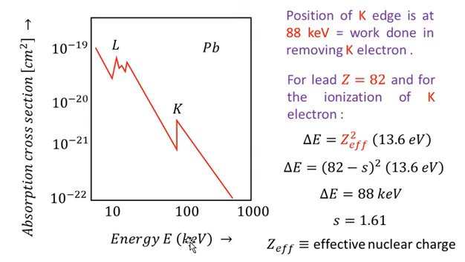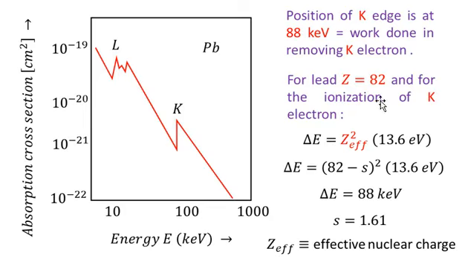But when the energy is increased beyond the K edge, no other edge is observed, because the K level is the lowest level, so no other edge will appear there. So the position of the K edge is at 88 kilo electron volt, and this is the energy required as the work done in removing the K electron.